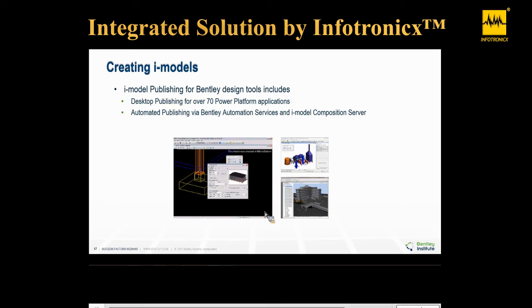An iModel is basically a file that contains graphics, data, and relationships, and they're published directly from all the Bentley design tools. There's over 70 Bentley products, like EchoSim, OpenPlant, etc., that will directly publish an iModel. But that's one at a time. Automatic publishing servers allow iModels to be produced automatically using the ICS server. We're not going to drill into that too much.